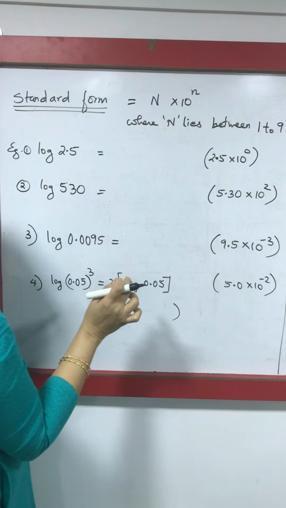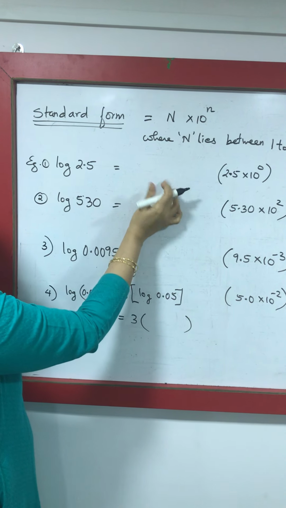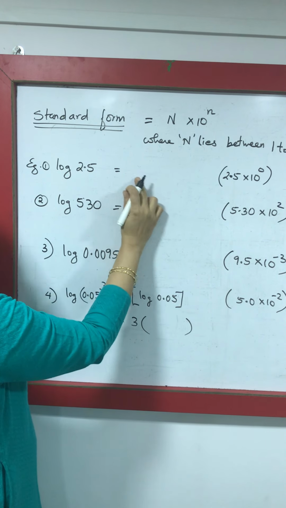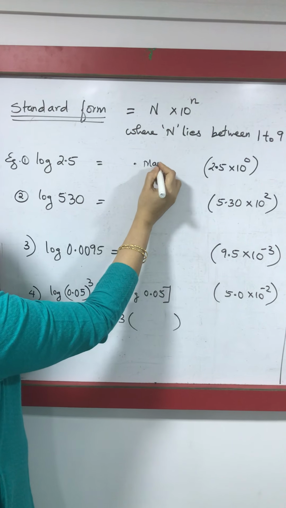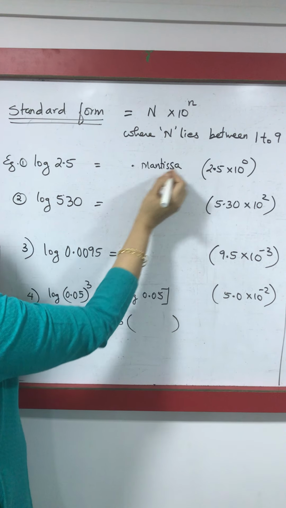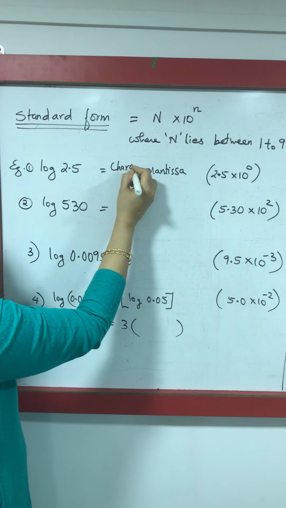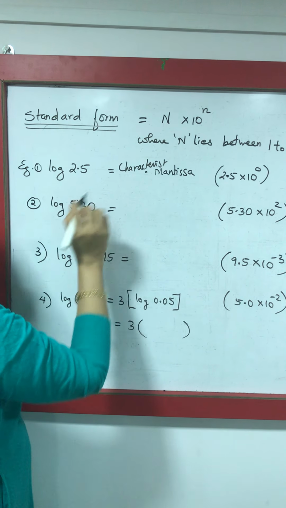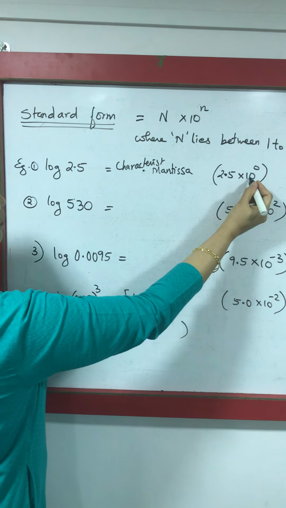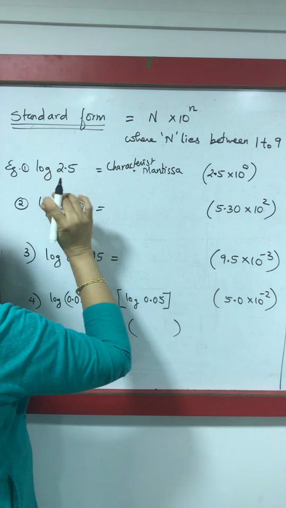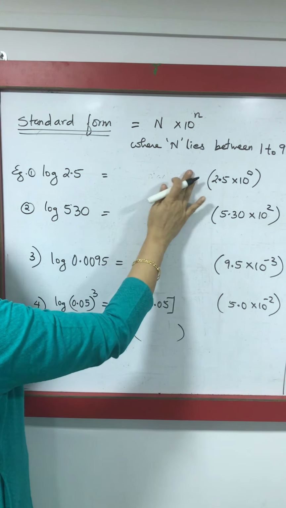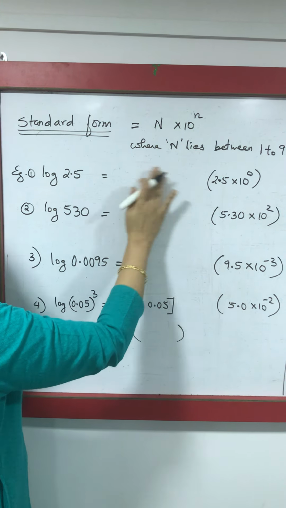When I find the log of this, the log will have two parts. One we call the characteristic, then we put a decimal point, and then we write the mantissa. Now how to find the value of the characteristic? The characteristic value will depend on the 10 raised to the power value. In this case, the 10 raised to power value is 0, so we write 0 as our characteristic. After the characteristic, we put a decimal point.